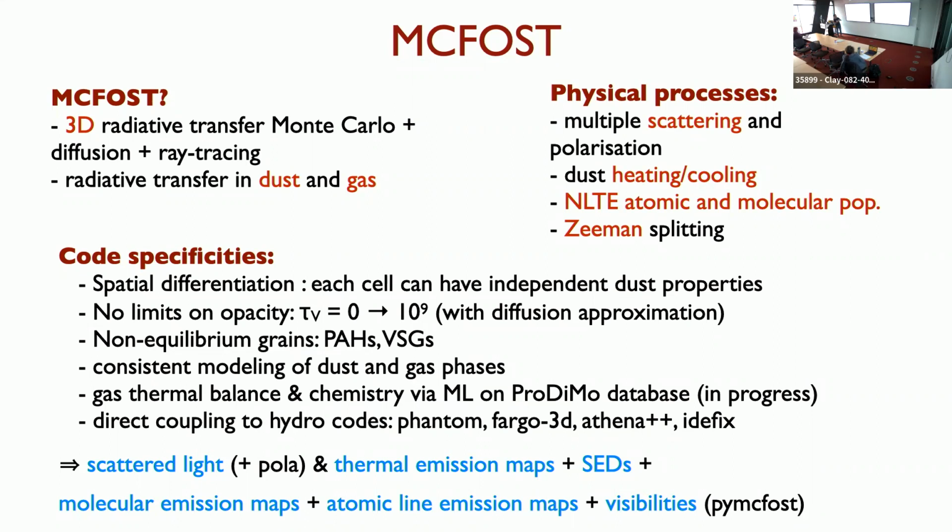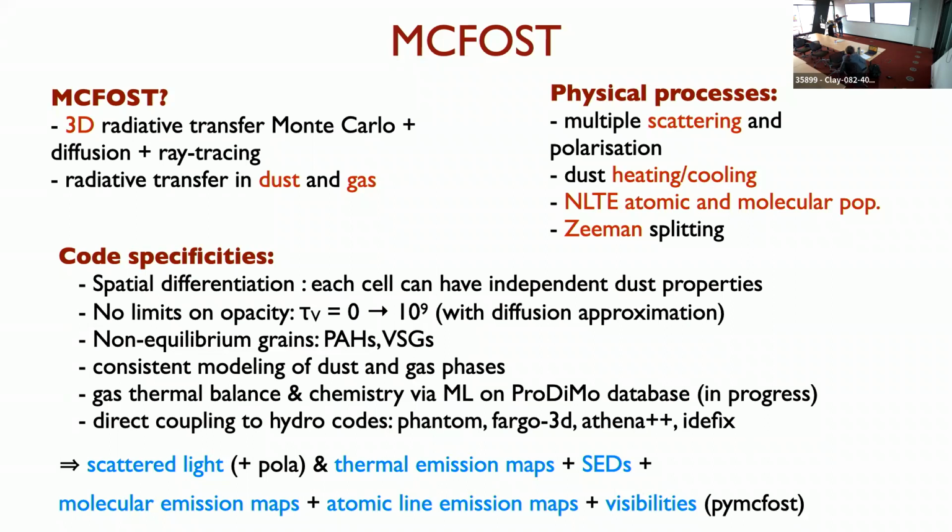So a few specificities of the code is that each cell in the code is completely independent from the other one. So you could have a grain size distribution that's different in every single cell. You can have different dust properties. You can have ices in some part of your model, not in other ones. So you can basically build a model doing whatever you want. So you can post-process a Phantom simulation with different grain sizes everywhere, for example.